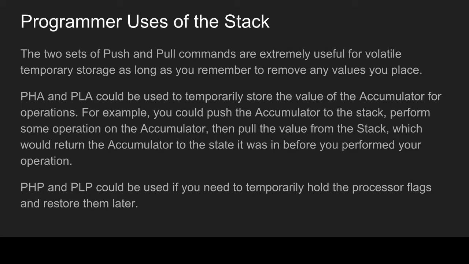The two sets of push and pull commands are extremely useful for volatile temporary storage, as long as you remember to remove any values you place. PHA and PLA could be used to temporarily store the value of the accumulator for operations. For example, you could push the accumulator to the stack, perform some operation on the accumulator, then pull the value from the stack, which would return the accumulator to the state it was in before you performed the operation. PHP and PLP could be used if you need to temporarily hold the processor flags and restore them later.